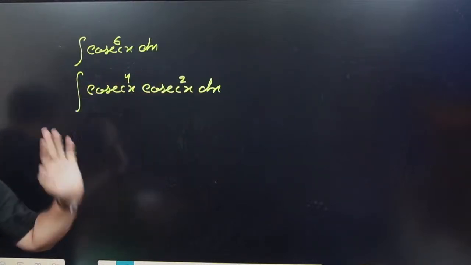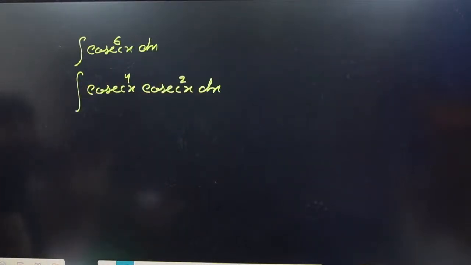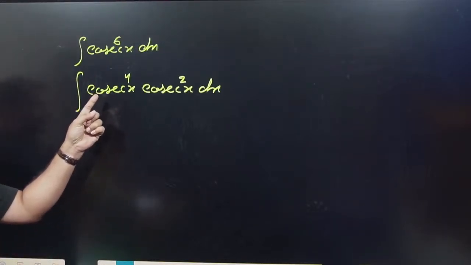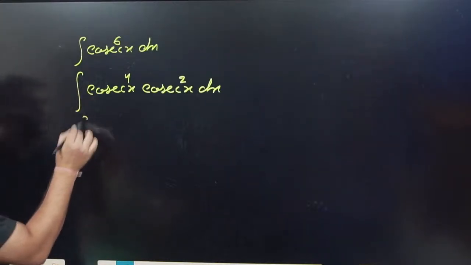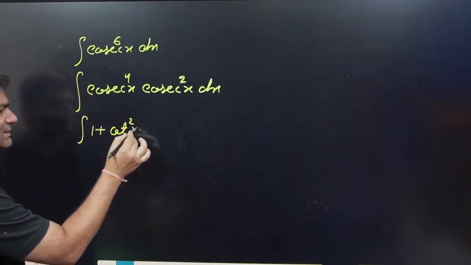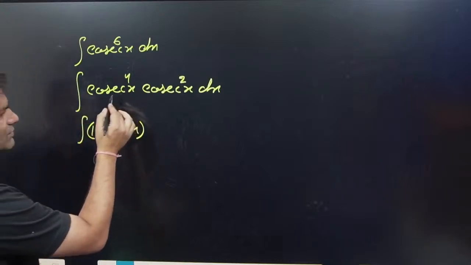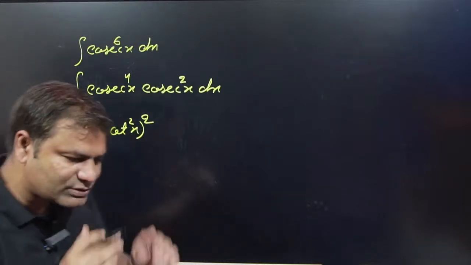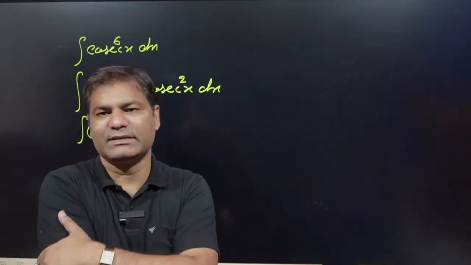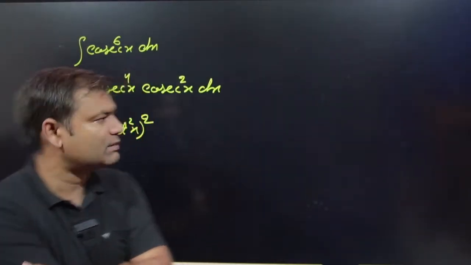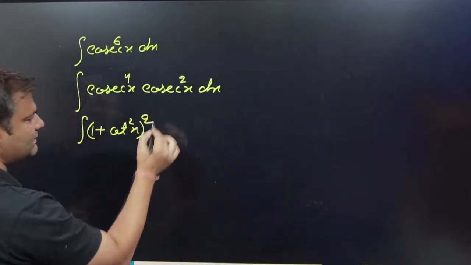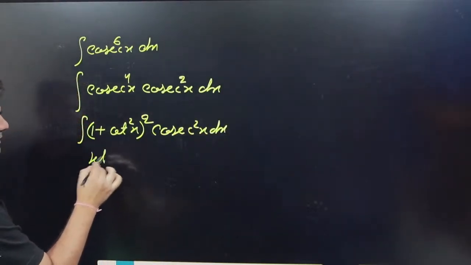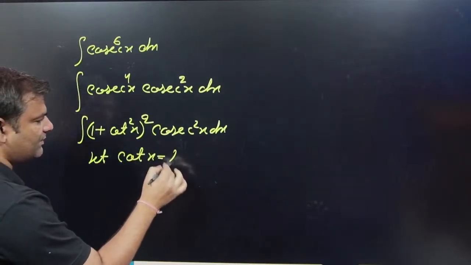So first of all, break it like that. After that, I know that cosec square x is replaced by 1 plus cot square x. So this is written as cosec square x into cosec square x, where one cosec square x is replaced by 1 plus cot square x to the whole square, and the other one is written as cosec square x dx. Now let cot x be equal to t.